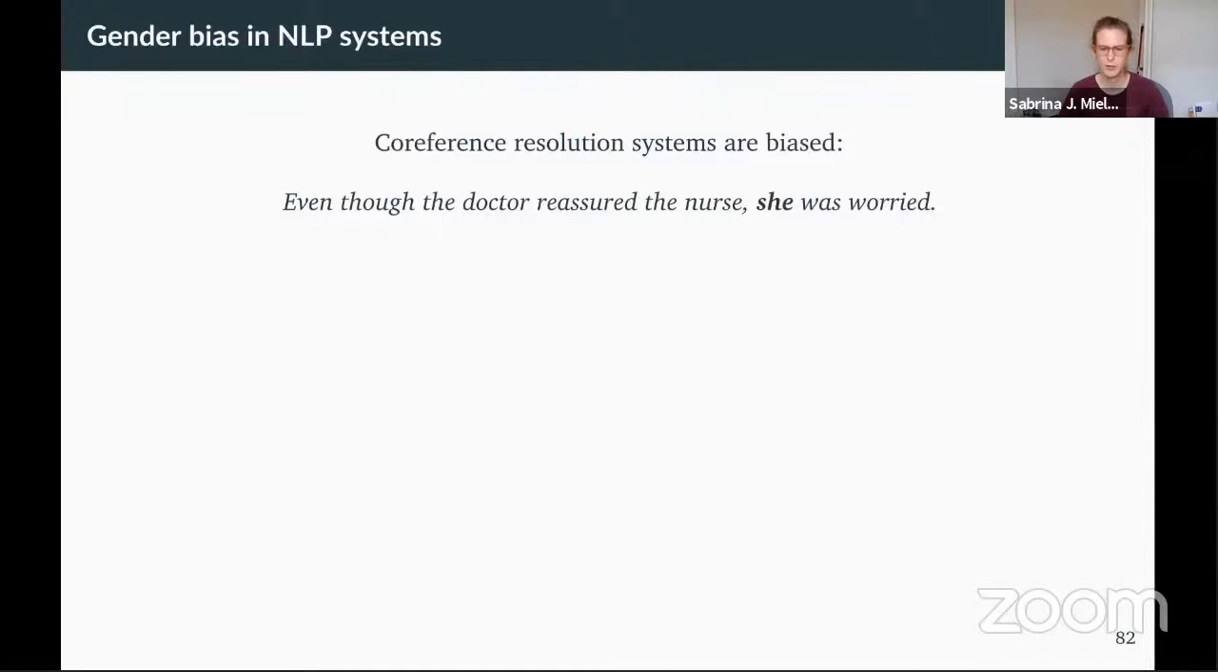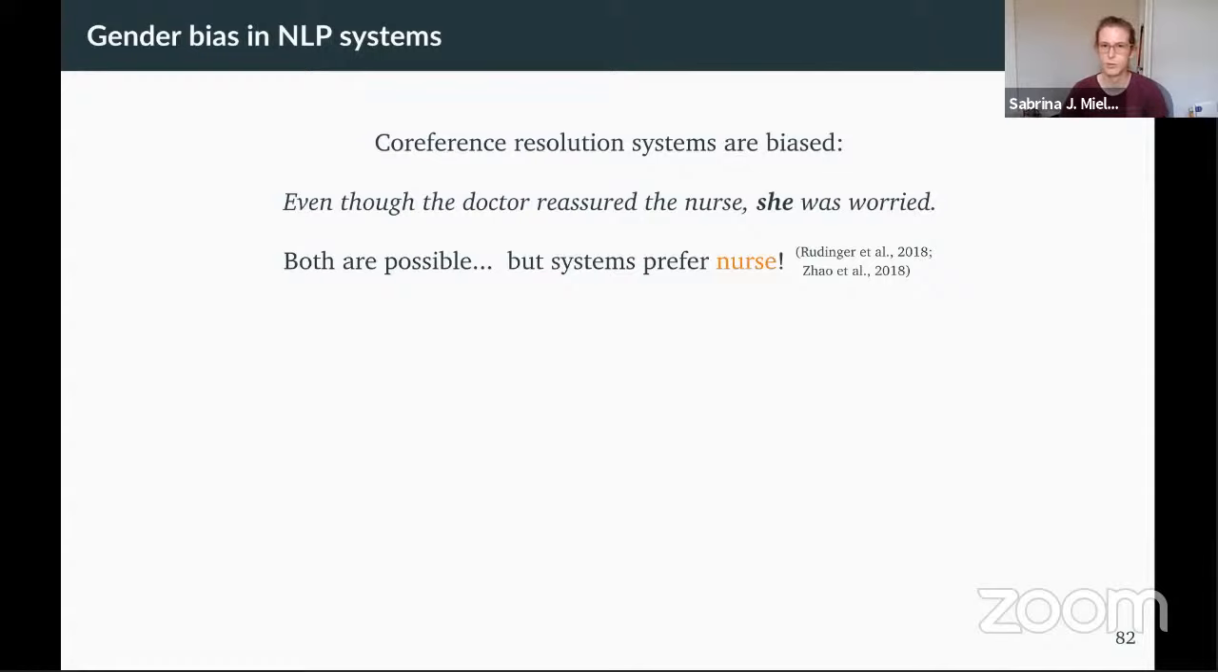So I'm going to really briefly go through this because I think this is another neat takeaway that I really want people to see. This is about gender bias in language models. Now, gender bias is very easy to see in coref systems. If we have, "Even though the doctor reassured the nurse, she was worried." Who does "she" refer to? Could be the doctor, could be the nurse. Both are possible, but current systems prefer nurse.